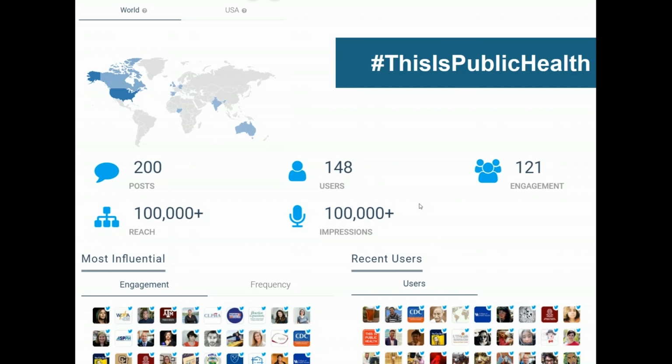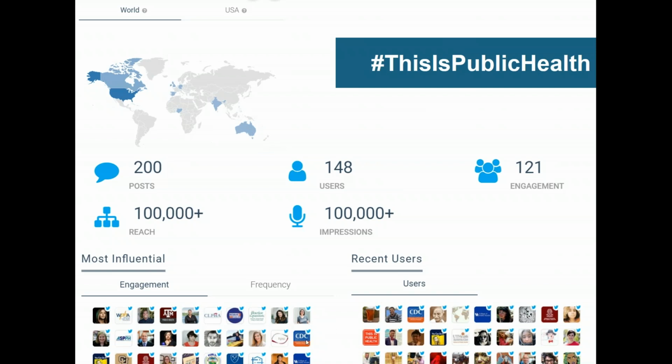In 14 days, we had 200 posts, 148 unique users, and over 121 engagements on all of those 200 posts. As you can see, the reach is over 100,000, and same with impressions. If you look at this map up here, you can see that it's not just in the United States. We have Africa, parts of Europe, India and Asia, Australia, and this is once again only in those 14 days. If you look down here, you can see that we have individuals posting, we have our members, we have organizations like the CDC.